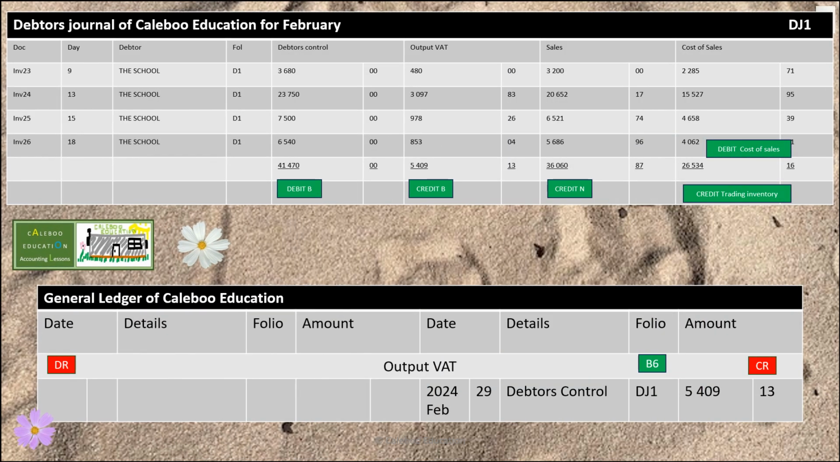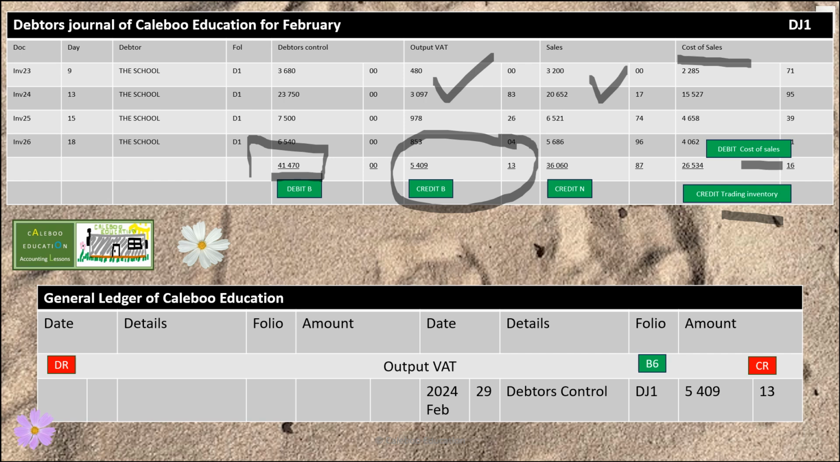We've taken the information from the cost of sales column to cost of sales and trading inventory. We've posted that information. We have done the debtors control account in the general ledger. Now we need to do the output VAT and the sales. So we need to take that total to the general ledger, and we see the output VAT, which has a reference of B6, I got that from the previous month's trial balance, the Folio.